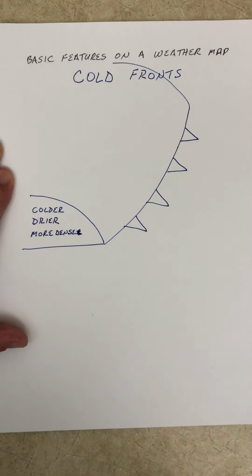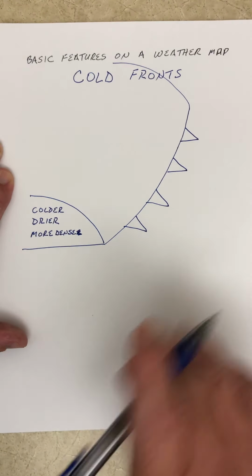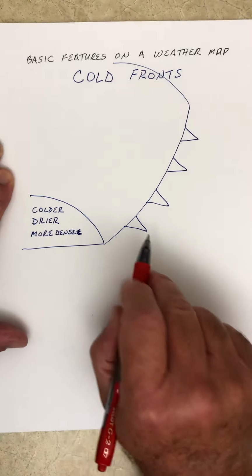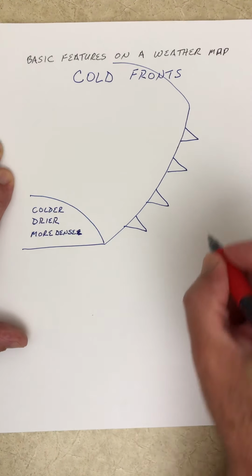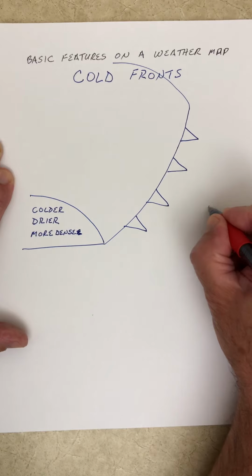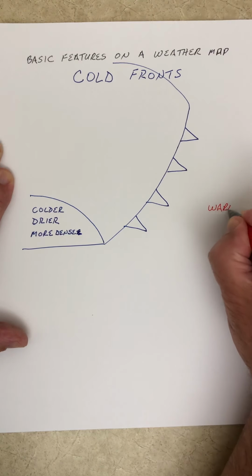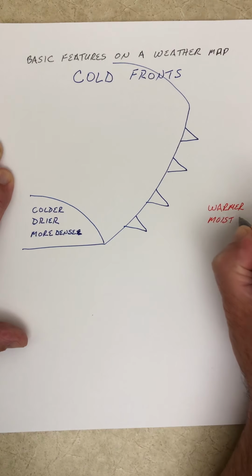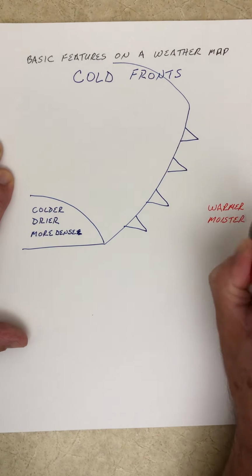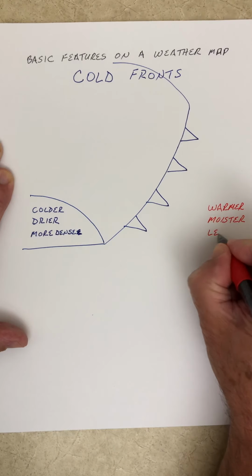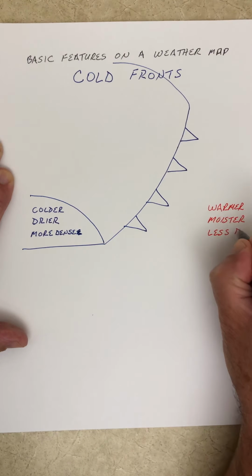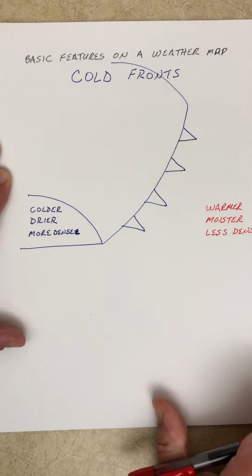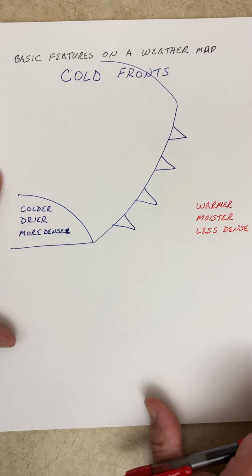And again, this is probably being imported from Canada. So out ahead of the cold front, by definition, is an air mass that is going to be relatively warmer and moister. And being relatively warmer and moister, this air is going to be less dense. And so again, the densities here are going to be pretty critical in our discussion of fronts.